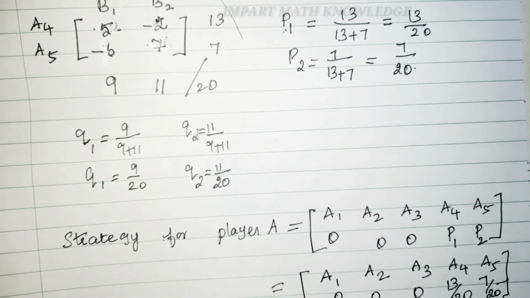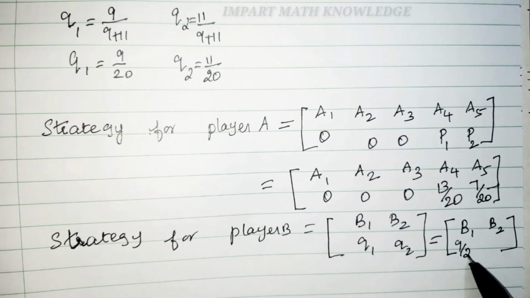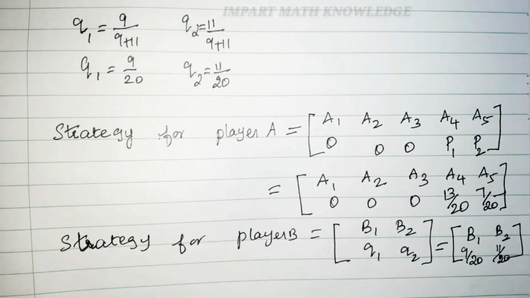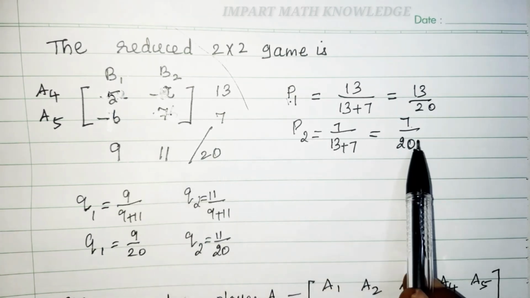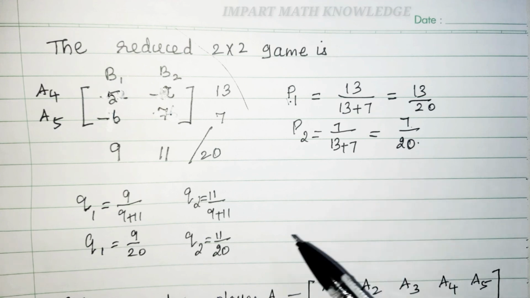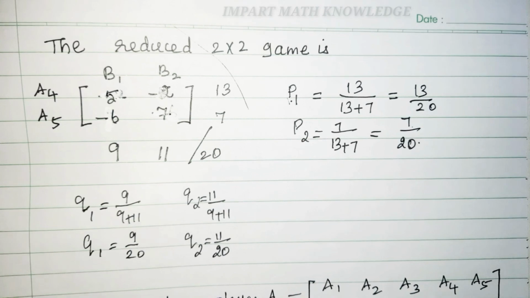Now strategy for player B. For B1 the chances are 9 by 20. Second strategy the probability is 11 by 20. At last we have to find the value of the game. For value of the game, either you multiply and add the first or second column with the corresponding probabilities, or the first and the second row with the corresponding probabilities.